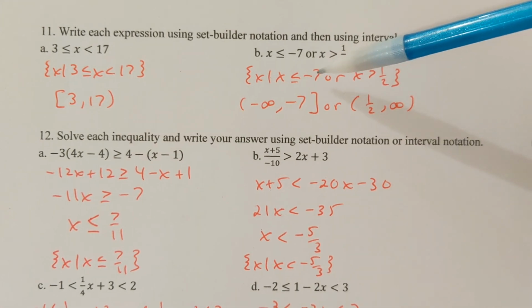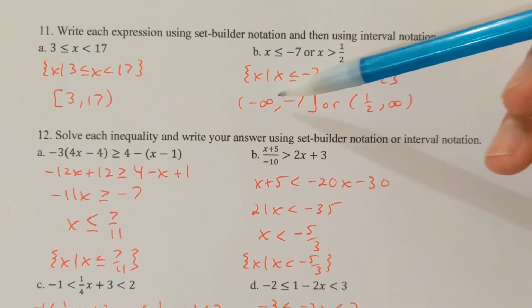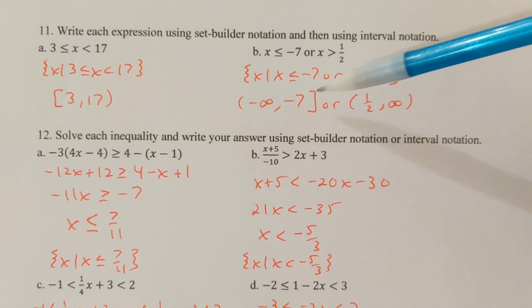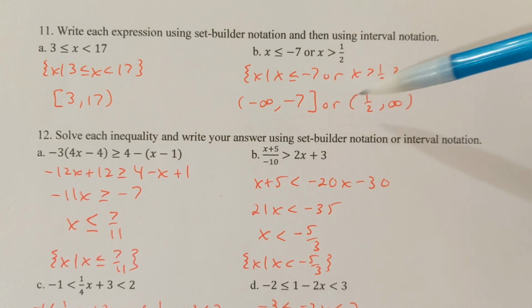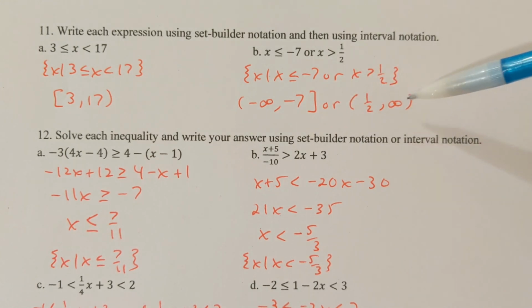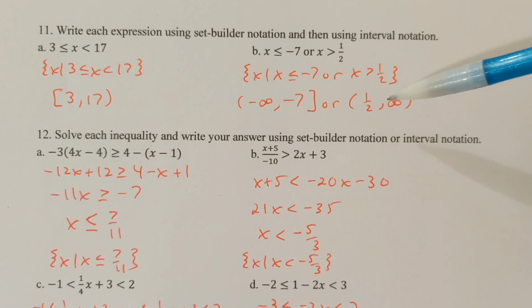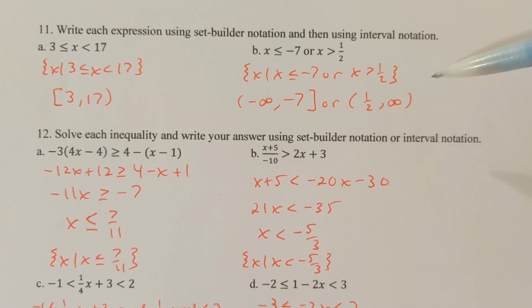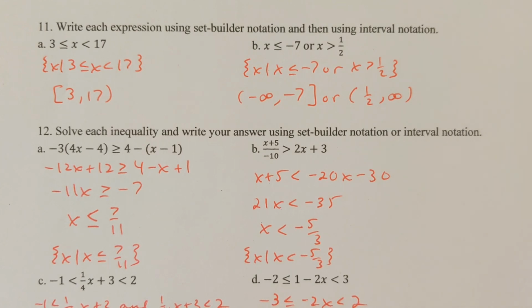anything less than or equal to negative 7 means I've got negative infinity to negative 7 with a bracket there. Or anything greater than 1/2 means I've got 1/2 to infinity with a parenthesis there at 1/2. And parentheses is always going to go by infinity and negative infinity. Okay, and we'll stop right there.